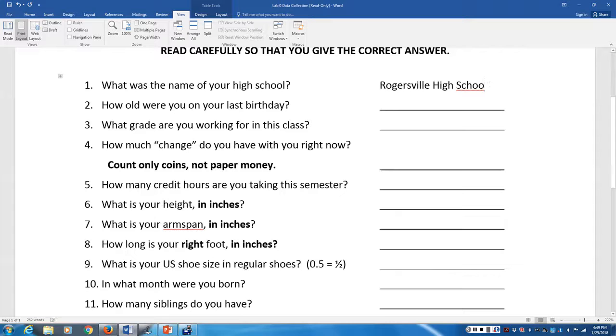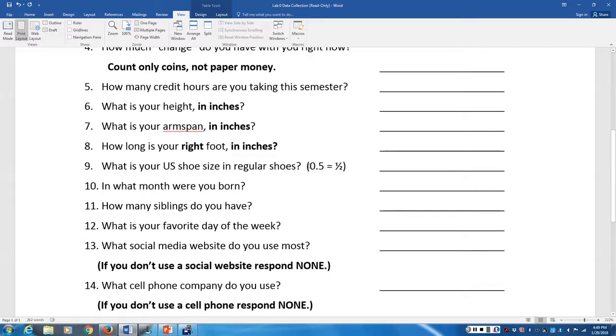So you can go ahead and type your answers in. Just be sure that you save this as an Adobe file when you're finished. But record all of this information. Notice that it says, what is your U.S. shoe size? So I don't want to know the one that's in centimeters. I want to know your U.S. shoe size. 7.5, 8, 8.5, whatever it is.